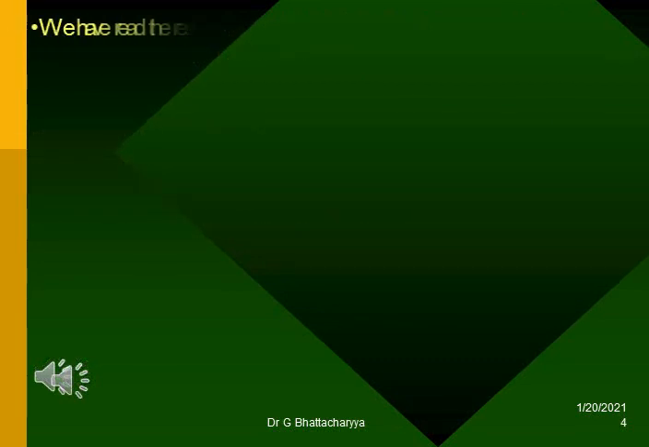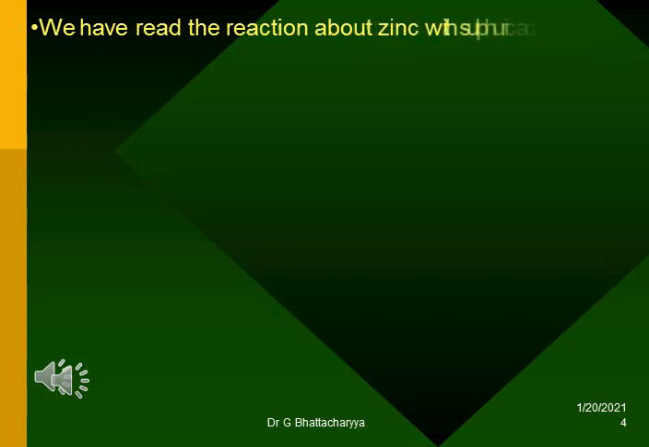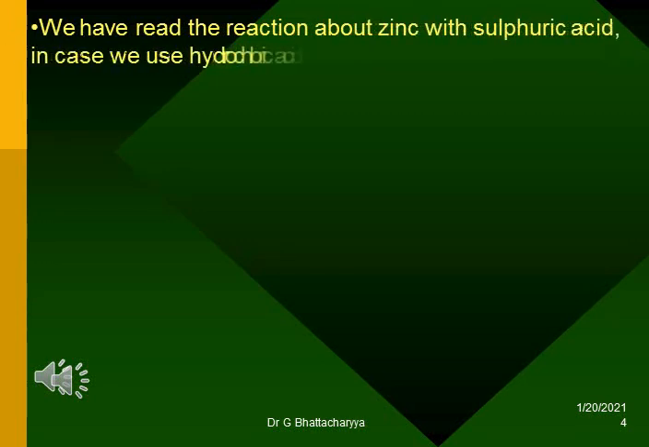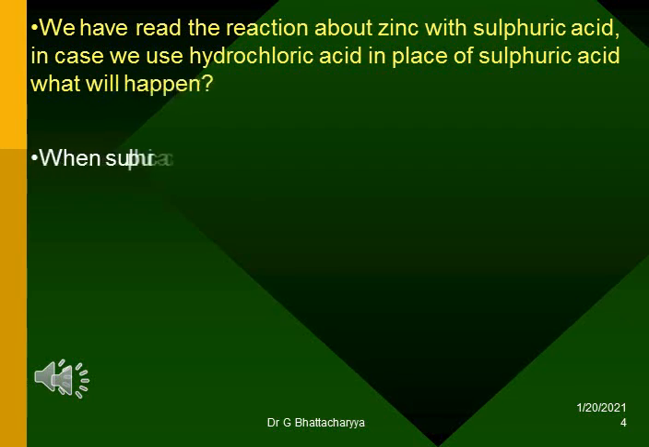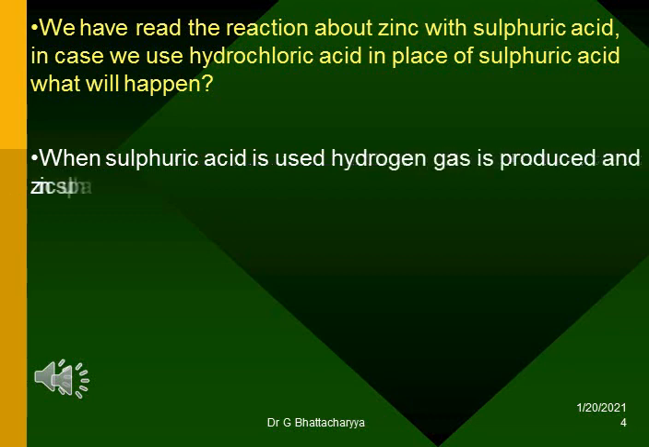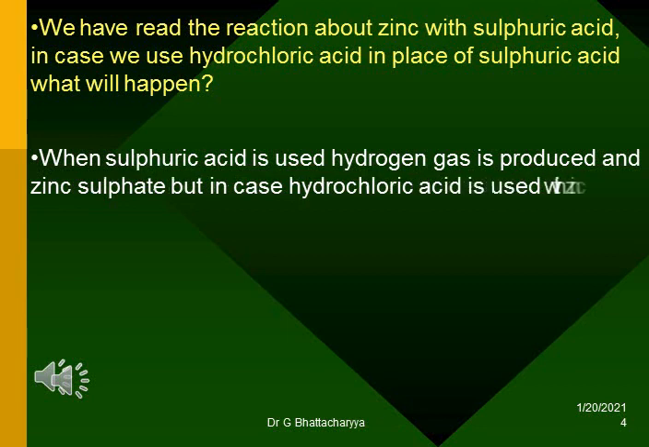We have read the reaction of zinc with sulfuric acid. In case we use hydrochloric acid in place of sulfuric acid, what will happen? When sulfuric acid is used, hydrogen gas and zinc sulfate are produced, but in case hydrochloric acid is used with zinc, then also hydrogen gas will be produced and zinc chloride will form.